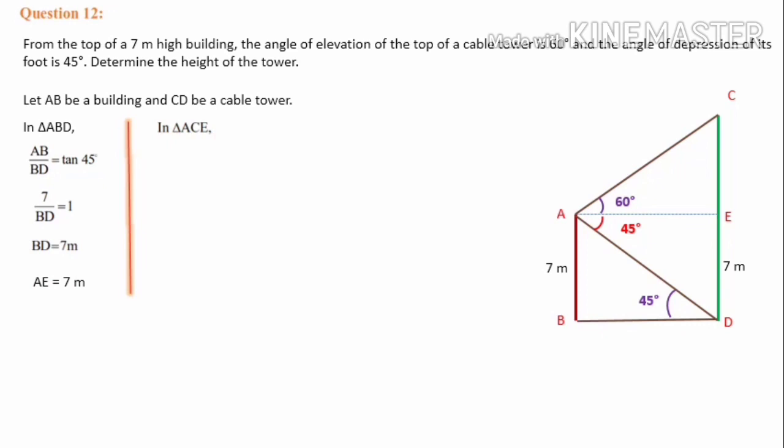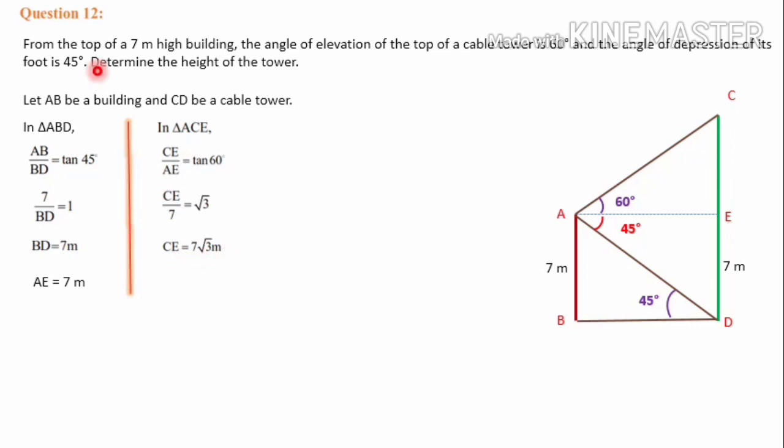Then in triangle ACE, with respect to this angle 60 degree, this is opposite and this is adjacent. Again the relation is tan. CE by AE is equal to tan 60. Then we substitute: AE length we know is 7 meter. So CE by 7 is equal to root 3, as the tan 60 value is root 3. From here we can calculate CE. CE is equal to 7 root 3 meter.